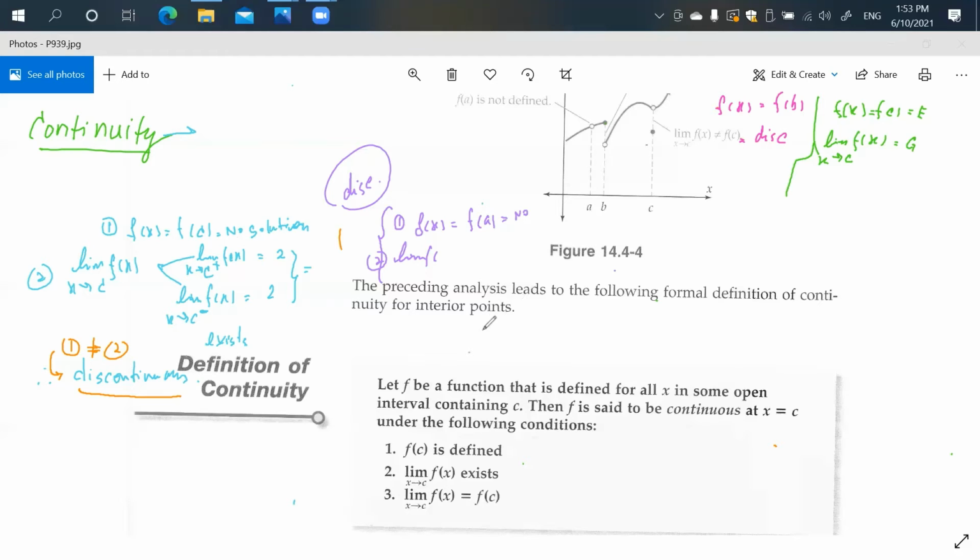Now, if we do it by calculation, there are three steps. The three steps we actually already talked about before. The first one is to test that f of c is defined. The second is to find that the limit of f of x exists. If 1 equals 2, that means number 3, the conclusion: the limit of f of x when x equals c equals the function f of c, then this is called continuous at x equals c.